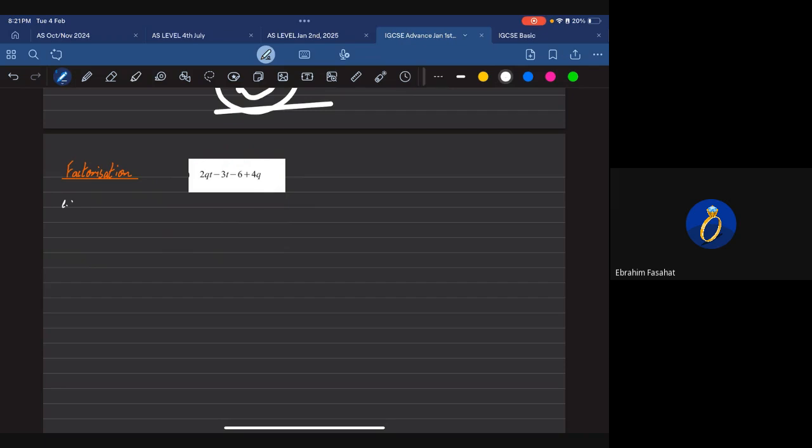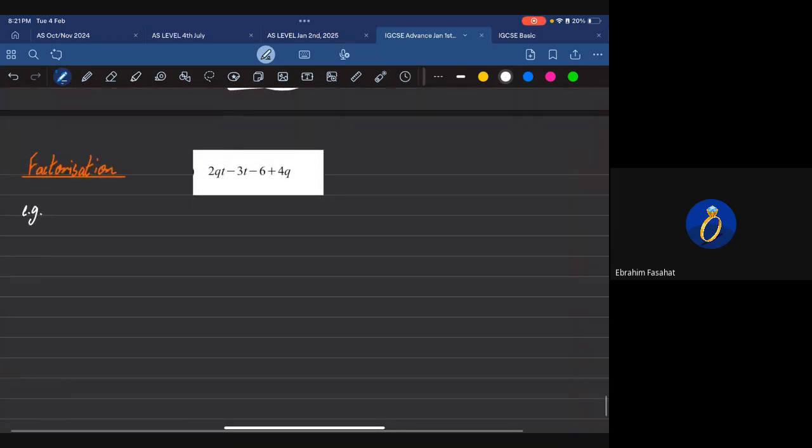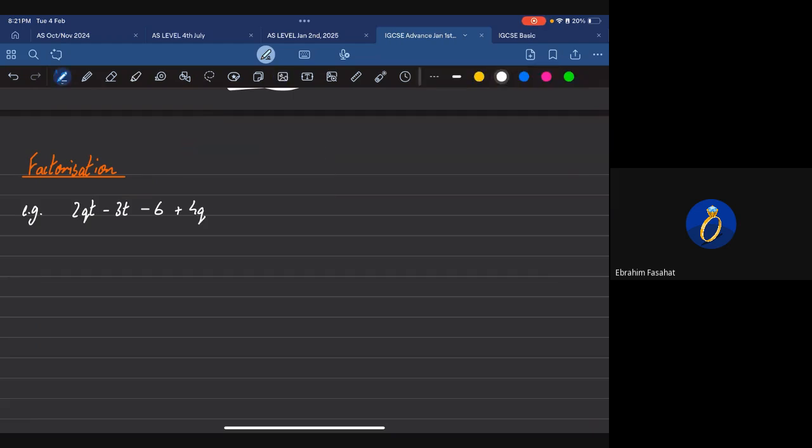So if there's a question which says 2qt minus 3t minus 6 plus q, 4q, and you're supposed to solve it. Now this is an expression. If I want to solve this, how am I going to solve it? If it were an equation, it would simply be equal to, let's say, 0. Could it be equal to anything? All right, let's just put it equal to 0.